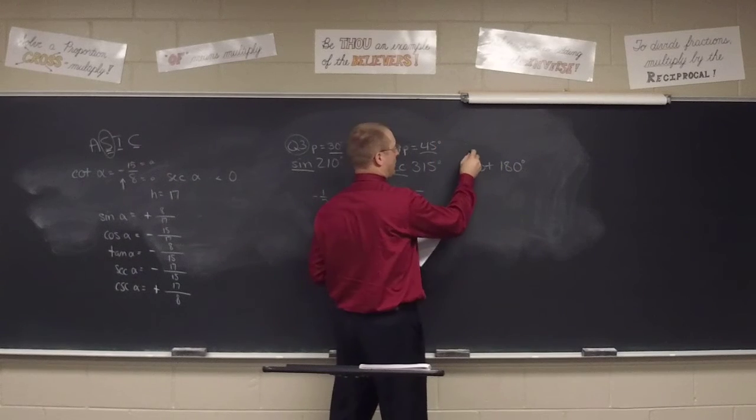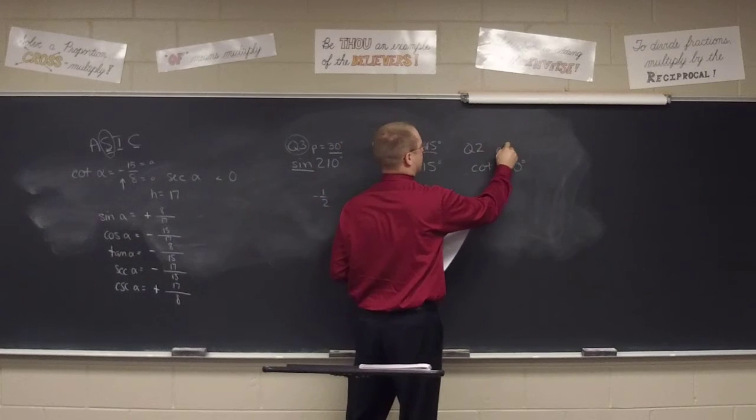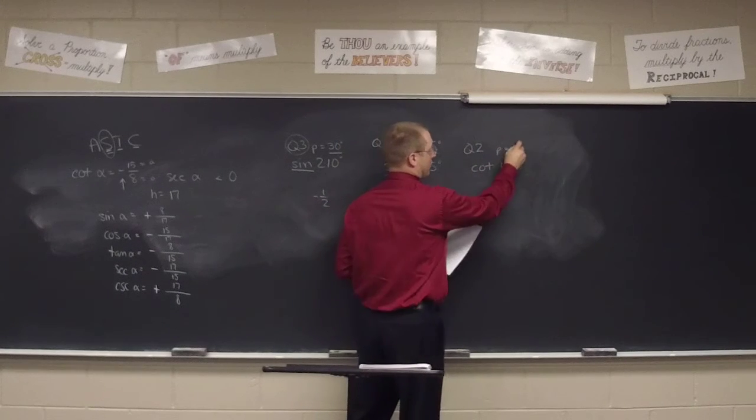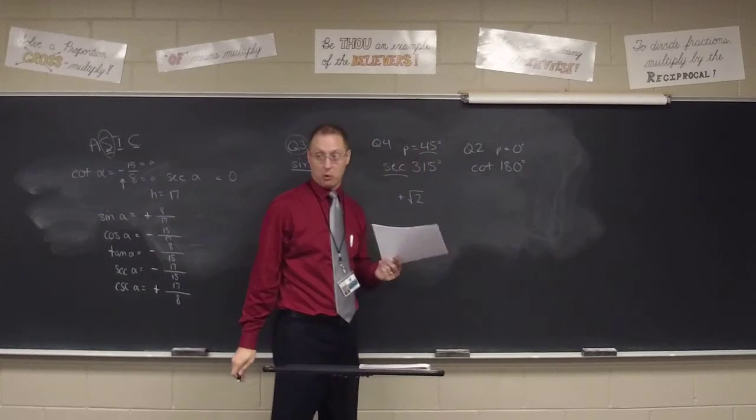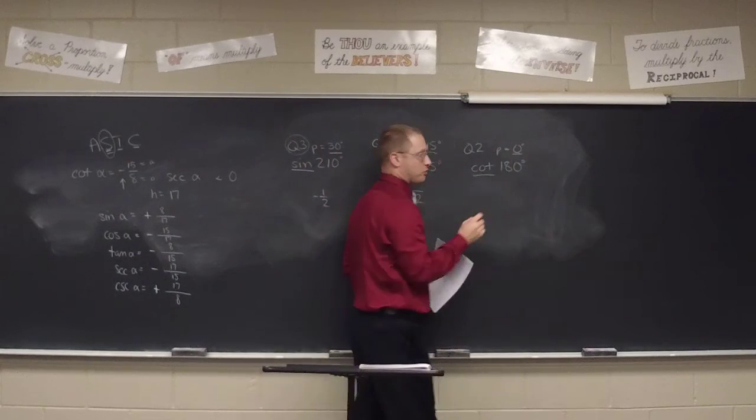What's the reference angle, or what quadrant? Usually 2 or 3. We generally say 2, reference angle 0, because how far is it from 180? It's 0 away from itself, right? So the cotangent of 0, here's where the unit circle is really helpful.